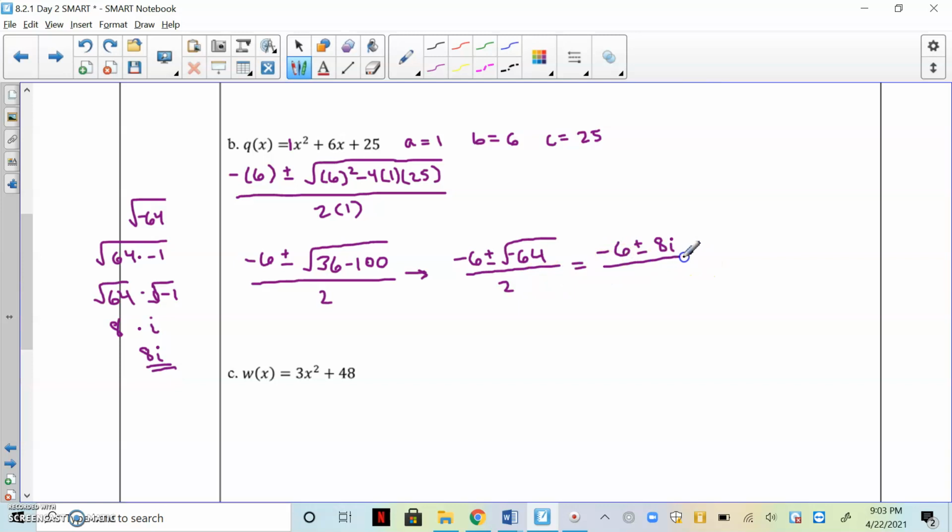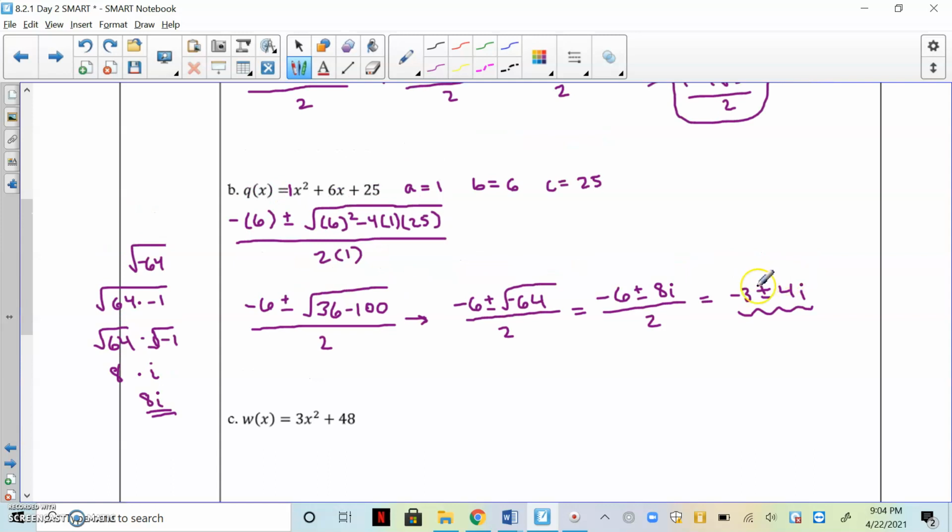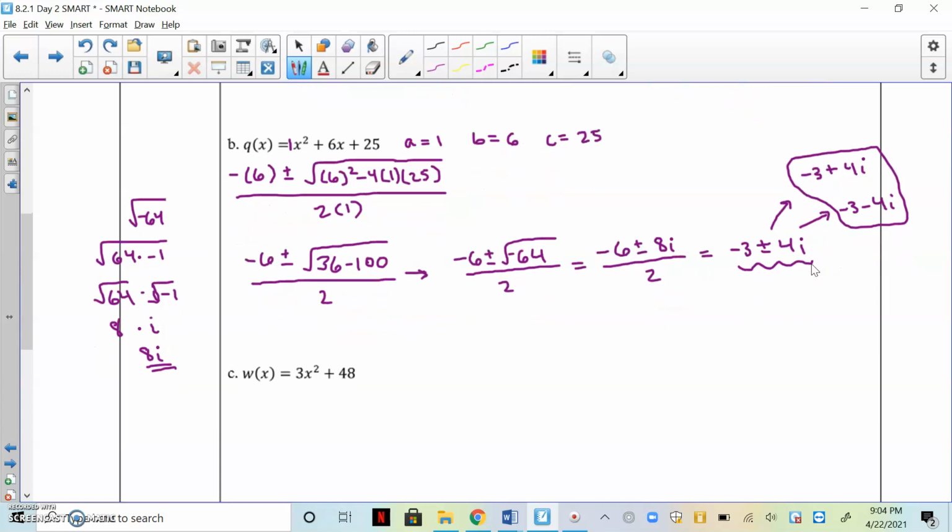So we have negative 6 plus or minus 8i over 2. Now these two actually can be divided by 2, so we can simplify this even more to negative 3 plus or minus 4i. Okay, so this is pretty good. If you want to write it as separate answers, we would have negative 3 plus 4i and negative 3 minus 4i. These are my roots. It's kind of ugly, but it's fine.